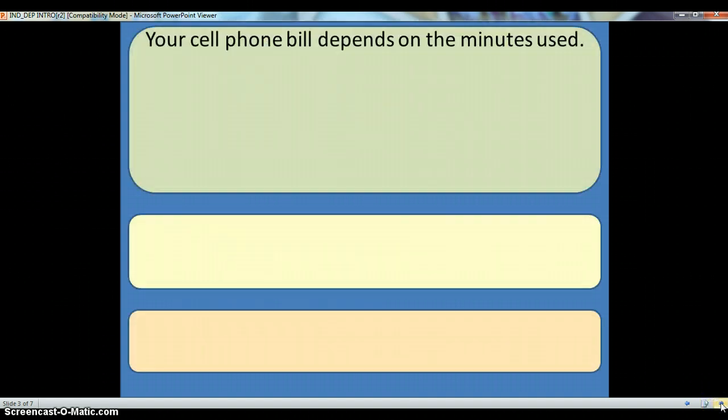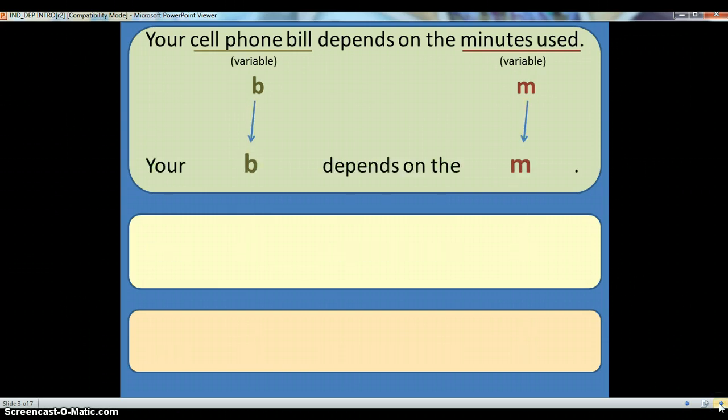All right, so when you have the statement, your cell phone bill depends on the minutes used, we want to rewrite this. How do we write this with a variable? Well, we're going to take cell phone bill out because we don't know what the bill is, and we're going to replace it with B. We also don't know how many minutes are being used, so we can replace that with something such as M. So now I'm going to have a new statement that says your B depends on the M. So really all I did there was take the words cell phone bill and condense them into one little variable B, and then the word minutes and condense it into one little variable M. I didn't change anything yet. I just created variables.